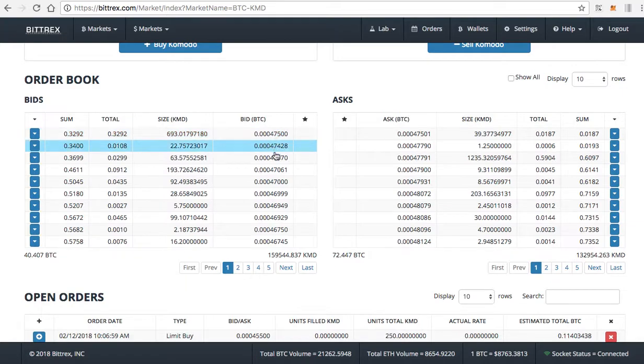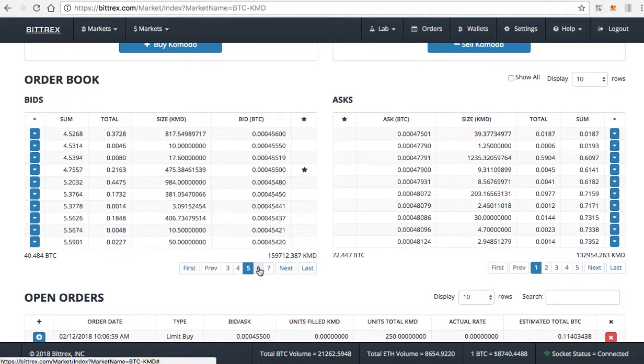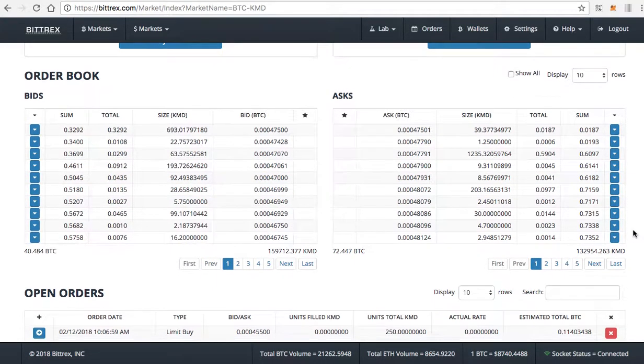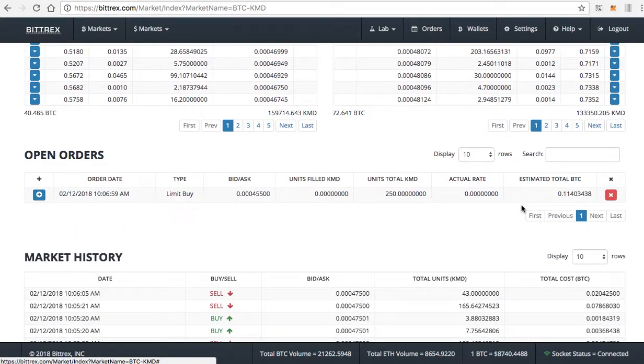Right? So all these other orders are going to be filled before mine, right? Because Komodo has a ways to go to hit 455, and it might not even hit 455. It's on the 5th page. If it doesn't hit that order, I'll miss it. Okay? If it doesn't come down to that buy price, I will miss out on that order. So here it is, my open orders, right here.